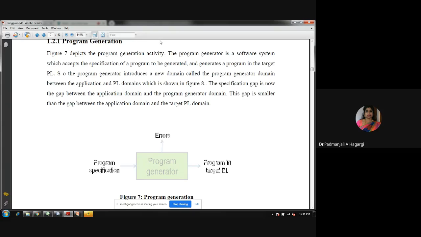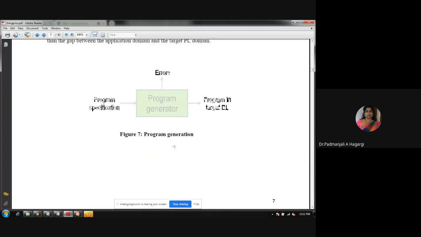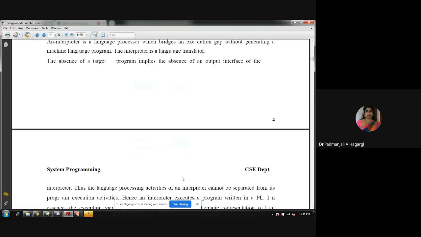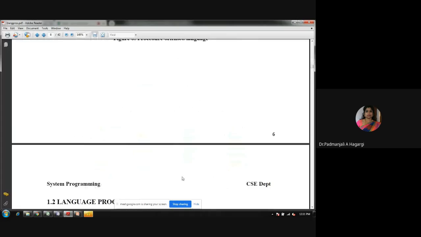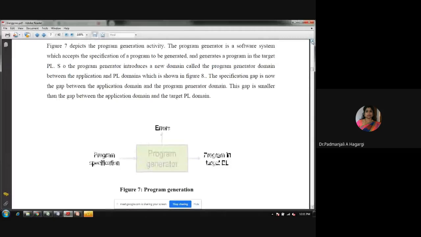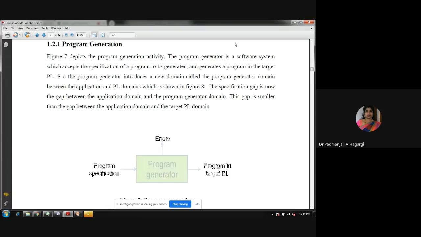The program generator is a software system which accepts the specification of the program to be generated and generates a program in the target programming language.